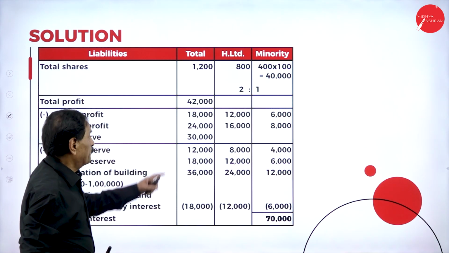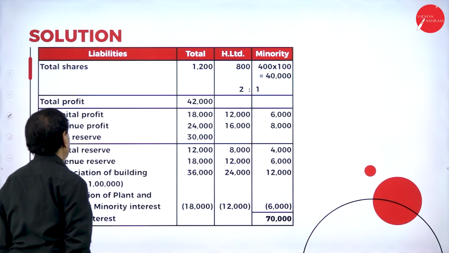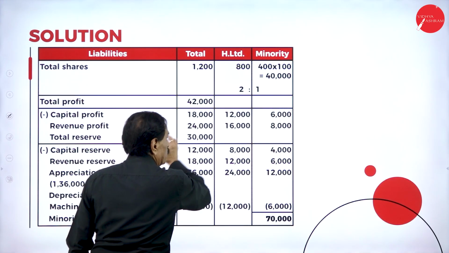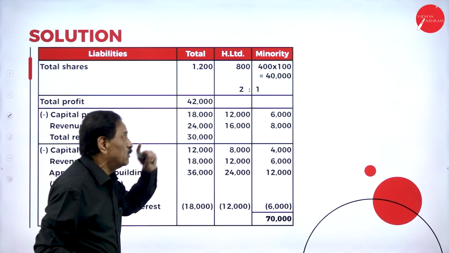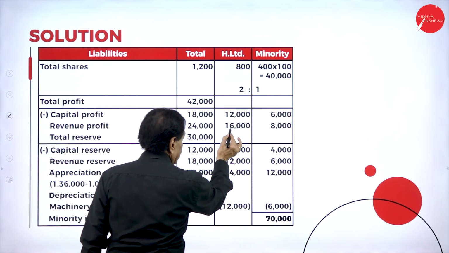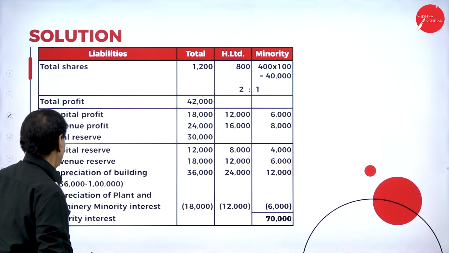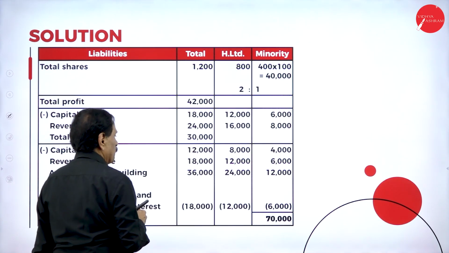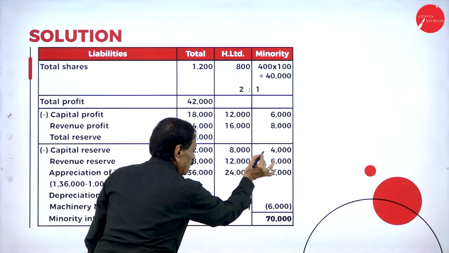The total profit is 42,000. At the time of acquisition it is 18,000. So 24 is the revenue profit. All these profits should be divided in the ratio of 2:1. 2 by 3 of 18,000 is 12,000. Another 6,000. Revenue profit 16,000, 8,000. Total reserve 30,000 minus capital reserve 12,000. This 12,000 will become 18,000. 12,000 in the ratio of 2:1, 8,000 and 4,000.